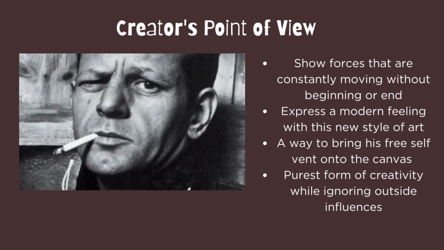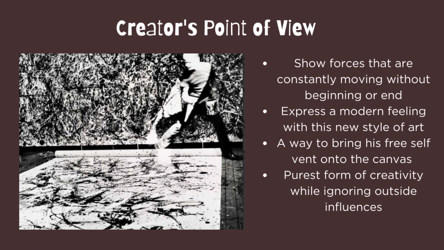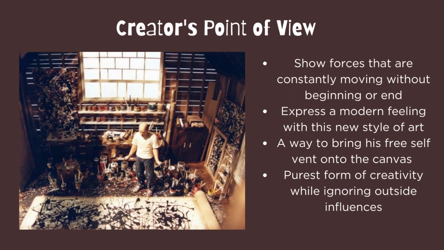He might be trying to show forces that are moving endlessly, or he might be trying to express a modern feeling with this new style of art. Either way, Jackson Pollock truly viewed painting Autumn Rhythm and other pieces of his 1947 to 52 pour painting style collection as a way to let himself reach pure harmony.